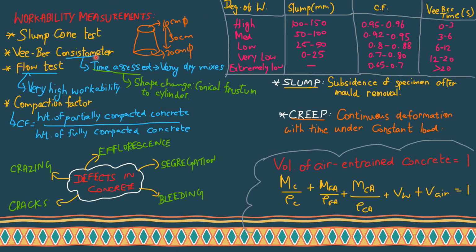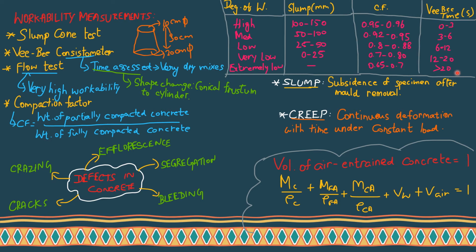VB consistometer. In this we assess the time for very dry mixes. The time assessment is the shape conversion from the conical frustum to the cylinder. That particular time will be assessed, and that is known as the VB time. Next is the flow test. Flow test is for very high workability. For the compaction factor, it is a ratio of the weight of partially compacted concrete to the weight of fully compacted concrete.